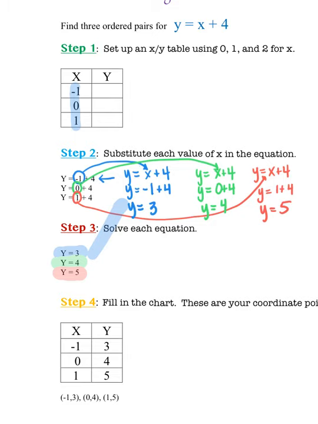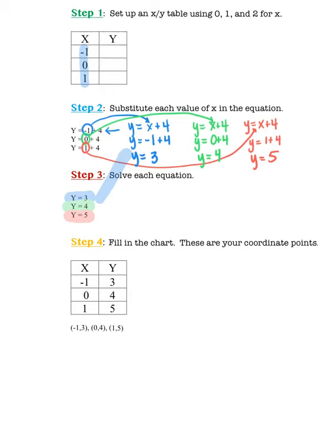So now, all I'm doing is filling in my chart. When x is -1, y is 3. When x is 0, y is 4. When x is 1, y is 5. And those create our coordinates: -1, 3; 0, 4; 1, 5. Okay.